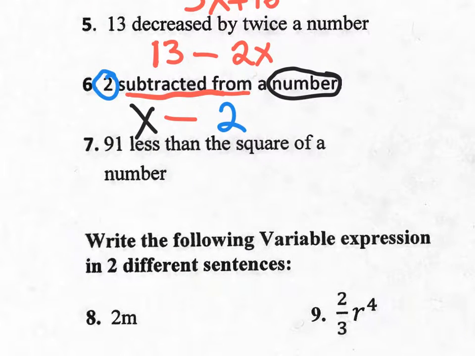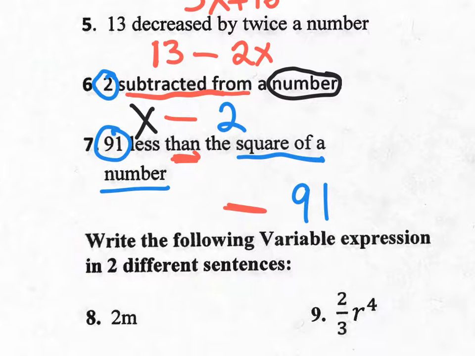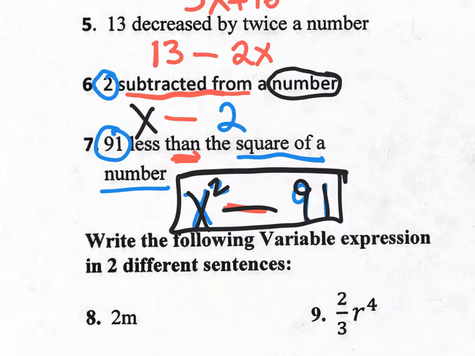Number 7, 91 less than. Again, the word than implies a switch. Less is minus. So how about this? I'm going to put a minus sign right here. And is the 91 going to go first or at the end? It's going to go at the end. So let's put the 91 out here at the end. So it's minus 91 at the end. And what goes in the front? The square of a number. So here's a number, and here it is squared. So there's your final answer, x squared minus 91. That's your final variable expression right there, x squared minus 91.